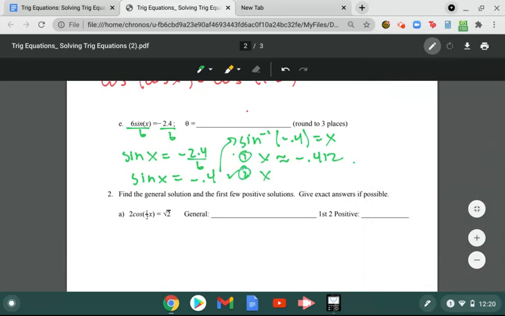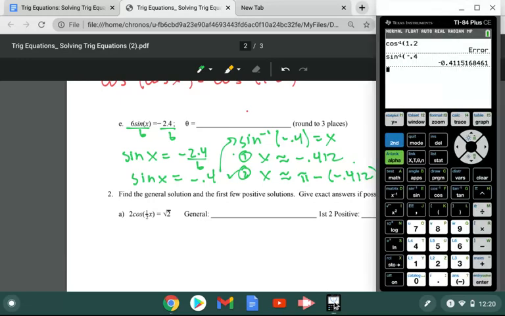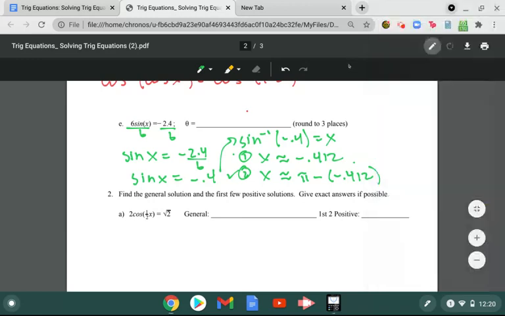To find the second one, so this is 1. We need 2 base solutions. I'm going to go ahead and do pi minus -0.412. With negatives, let's just do pi plus. So I'm going to do pi plus 0.412. And I get 3.554 if we round. 3.554. Now, I did find two solutions.